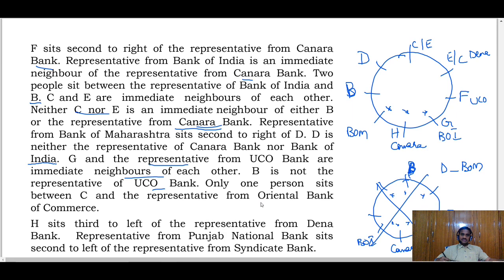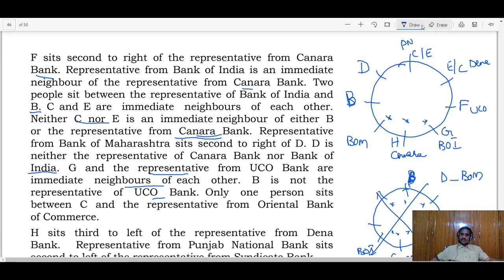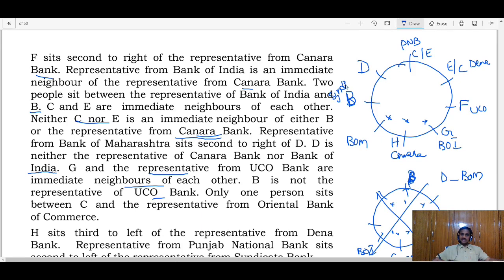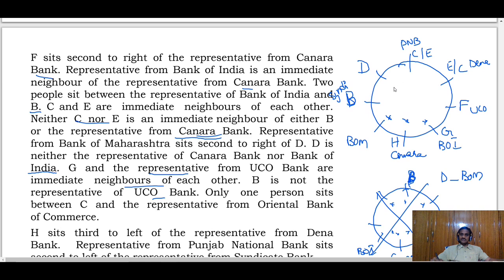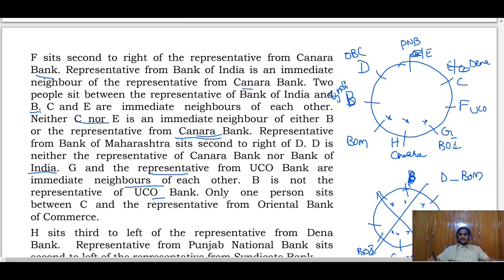And the representative of PNB sits second to the left of Syndicate Bank. PNB is at this place, so Syndicate Bank is at this place. OBC is here. One person between C and OBC, so C is here. If C is here, E must be here. PNB, Deena Bank, UCO Bank, Bank of India, Canara Bank, Bank of Maharashtra, Syndicate Bank and OBC. All the banks are done.